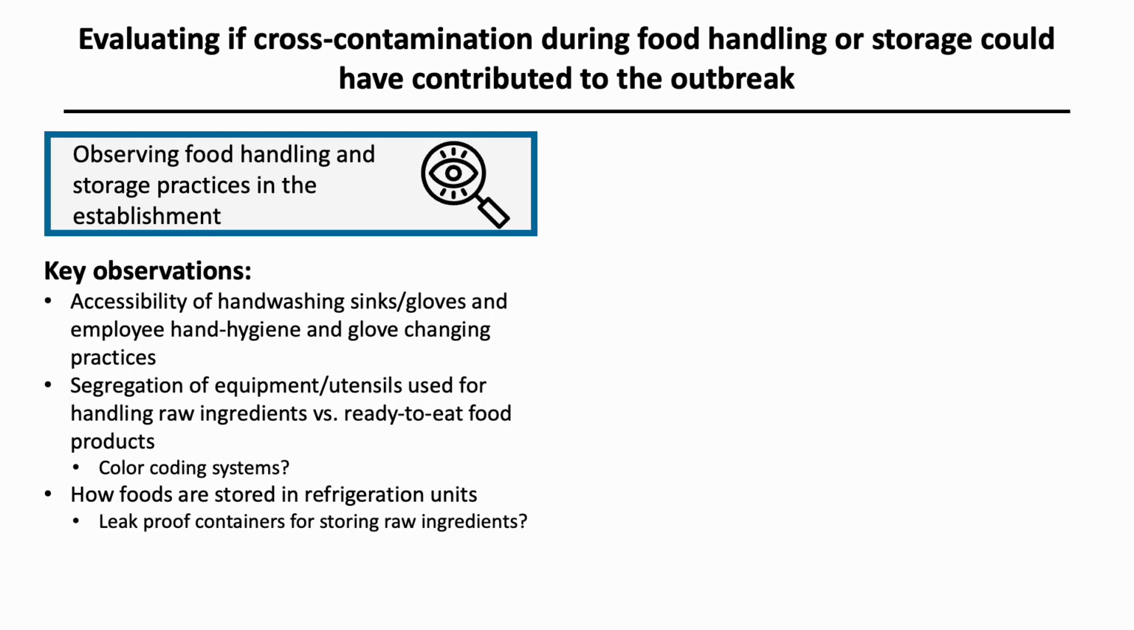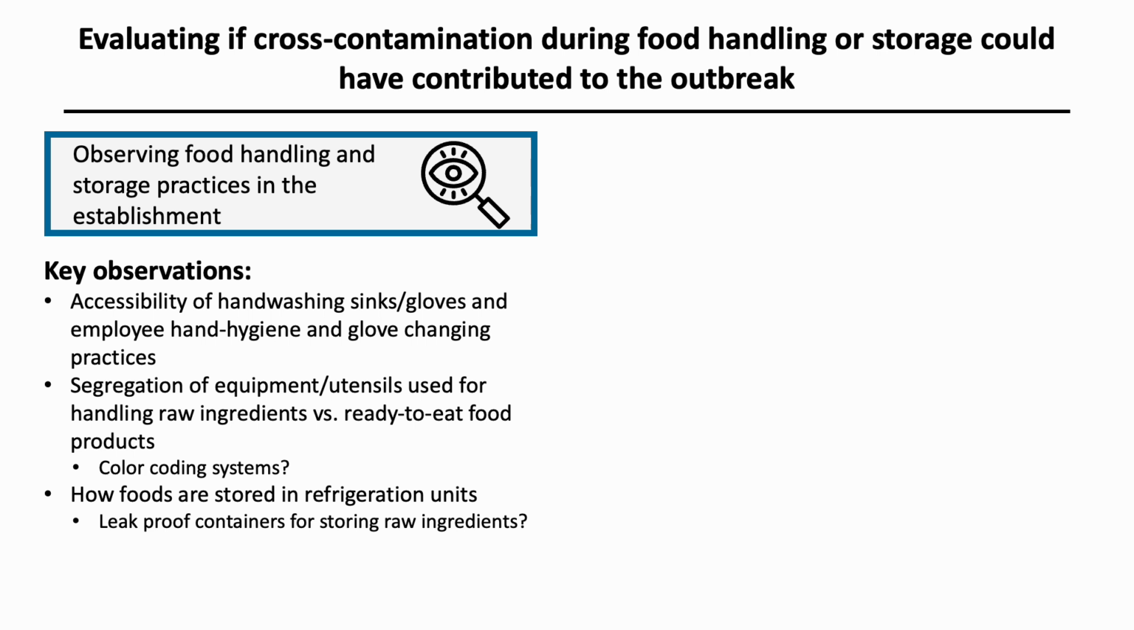To identify whether food handling or storage practices could have facilitated cross-contamination of Salmonella, environmental health investigators should evaluate the practices used to prepare and store food products in the establishments during site visits. This can be done by observing how food is routinely handled in the establishment. During these observations, one key thing to take note of is the accessibility of hand-washing sinks and gloves.